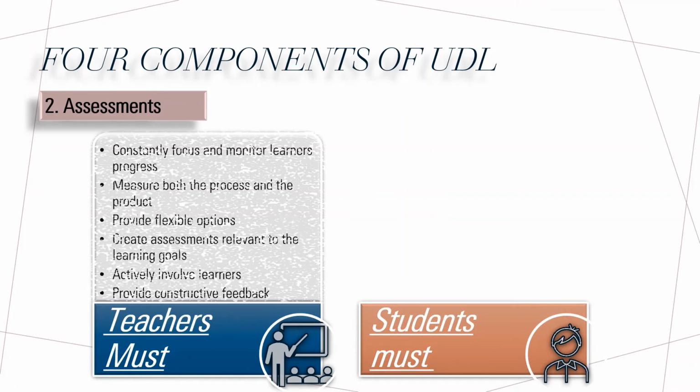Again, teachers and students each have their own responsibilities. The teachers must constantly focus and monitor learner progress. They must measure both the process and the product. They must provide flexible options. Remember, UDL is all about giving students choice. They must create assessments relevant to the learning goals. They must actively involve the learners, and they must provide constructive feedback.